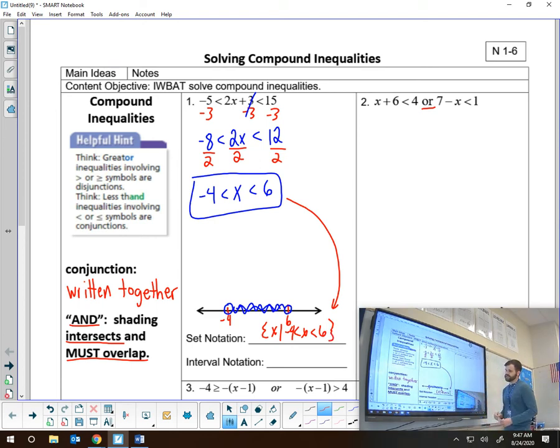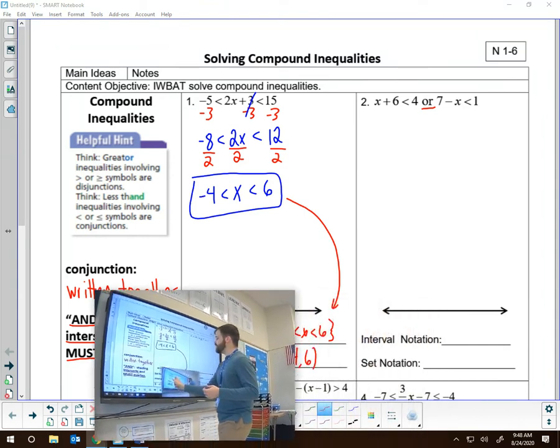For interval notation, this is really easy because we already have my farthest left part of my interval and my farthest right part of my interval. My farthest left part of my interval is -4. The farthest right part of my interval is 6. Now, am I going to use parentheses or brackets on this interval notation? Yeah, I'm going to use parentheses. Because remember, we use parentheses whenever it's not equal to, and we use brackets whenever it is equal to.